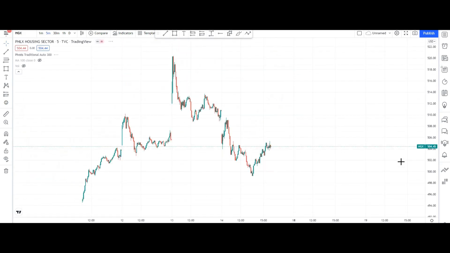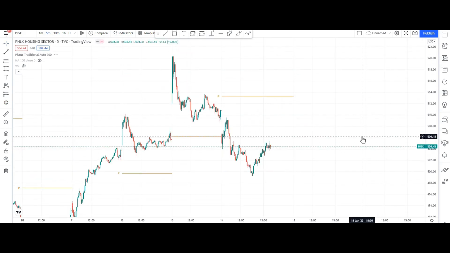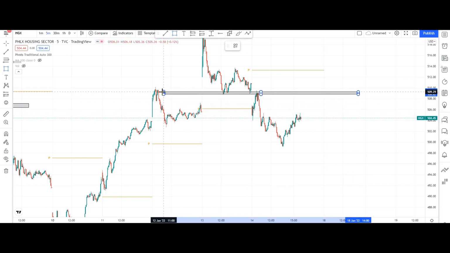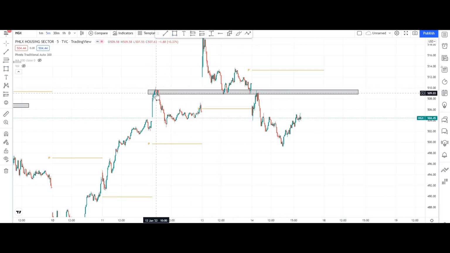Okay guys, in HGX. Okay guys, in HGX, what happened is that this is one of the major supporting areas right now. It is acting as a resistance. Okay guys, once again, this is the area where resistance is being taken, here support is being taken. Right now it has taken resistance and came down.